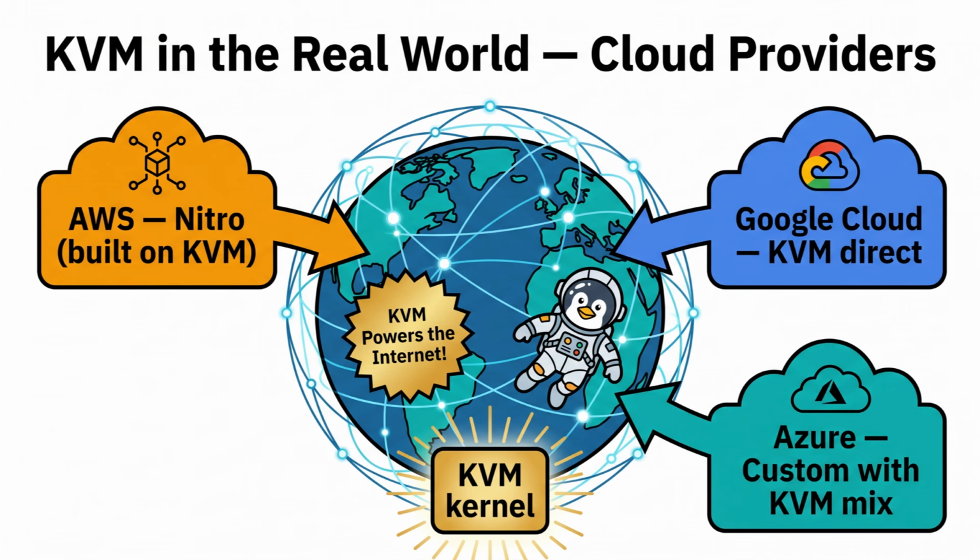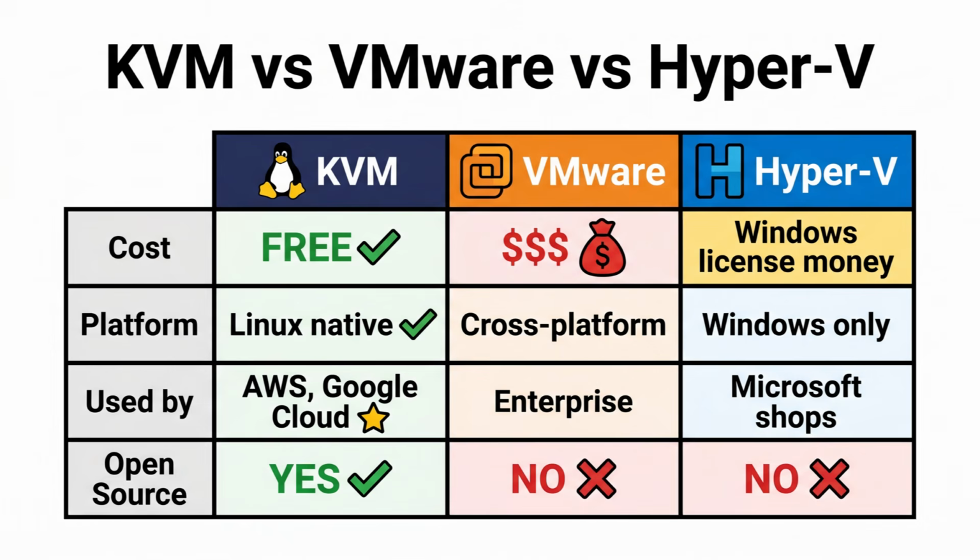Here's something mind-blowing. When you rent a virtual machine on AWS, Google Cloud, or even many other cloud providers, there's a good chance KVM is running underneath. AWS uses a custom hypervisor called Nitro, which is built on top of KVM. Google Cloud uses KVM directly. Azure uses a mix. KVM powers millions and millions of cloud VMs around the world. The thing you've been learning about? It's running the internet.